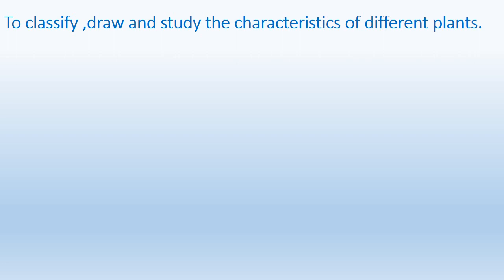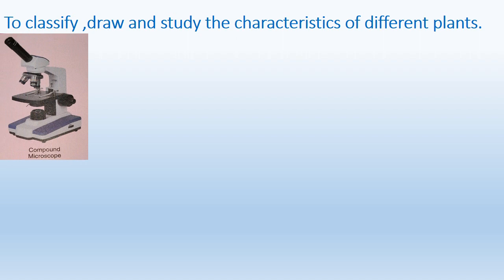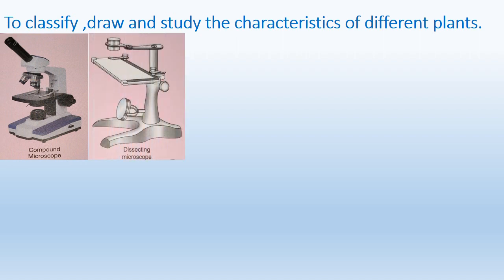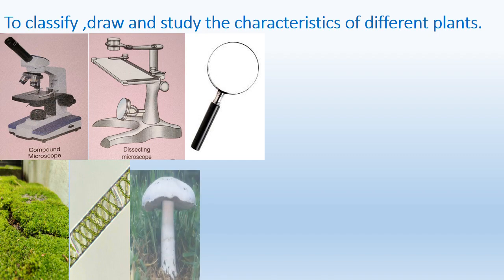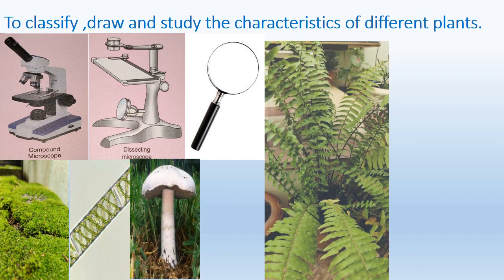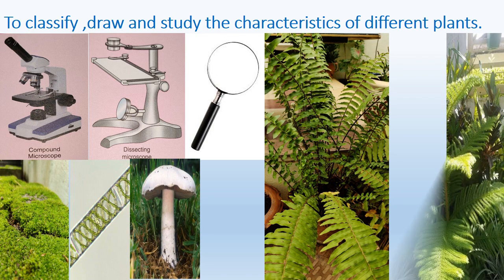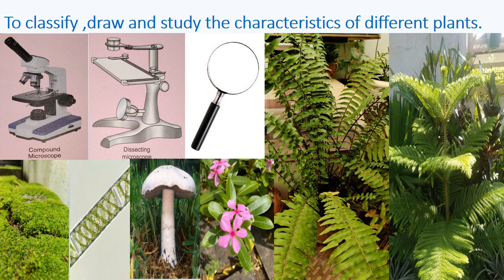To classify, draw and study the characteristics of different plants, we have a compound microscope, a dissecting microscope, a magnifying lens, permanent mounts of Spirogyra, Funaria, Agaricus, and Nephrolepis, and Pinus and periwinkle specimens.